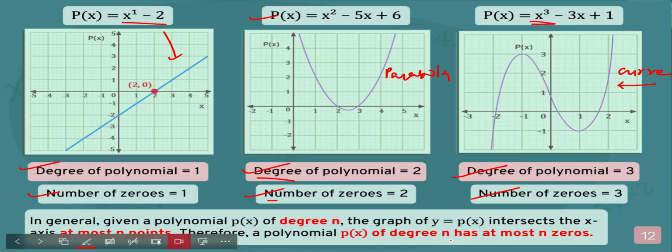So what is the concept? Therefore, a polynomial of degree n has at most n zeros. It means the degree is equal to the number of zeros.